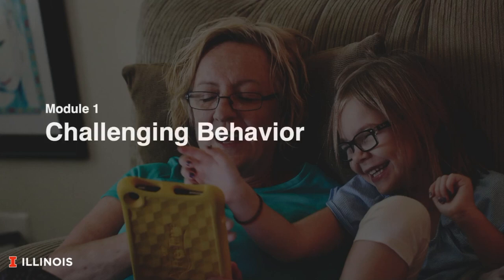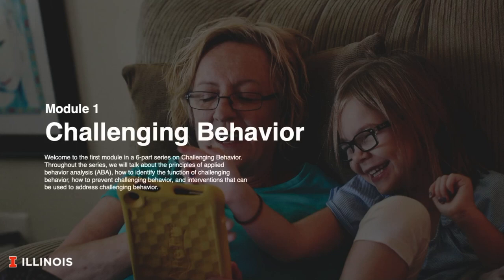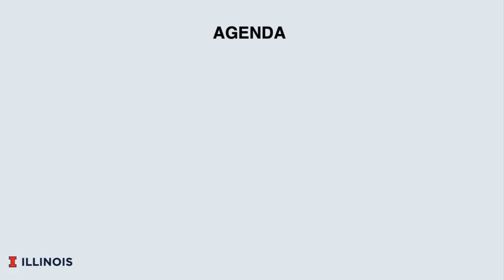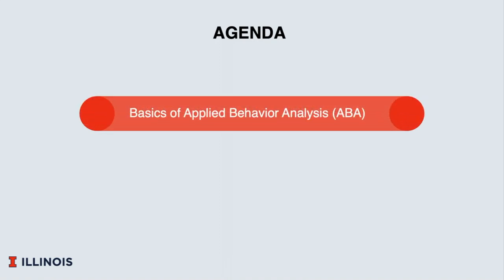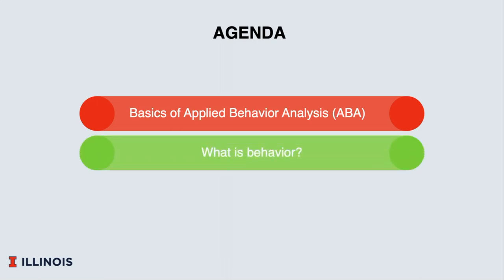Welcome to the first module in the 6-part series on challenging behavior. Throughout the 6 modules, we will talk about the principles of applied behavior analysis, how to identify the functions of challenging behavior, how to prevent challenging behavior, and the interventions that can be used to address challenging behavior. In this first module, we begin with a brief overview of applied behavior analysis, define what are behaviors, and discuss how behaviors are learned.